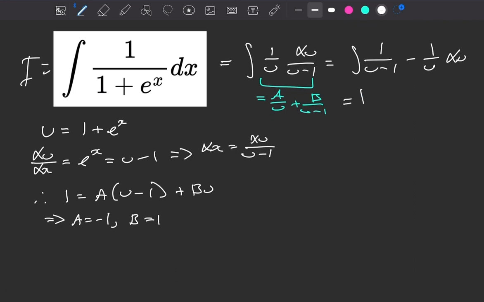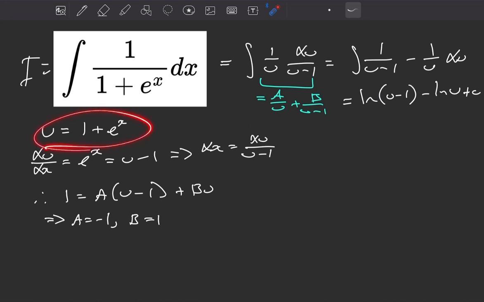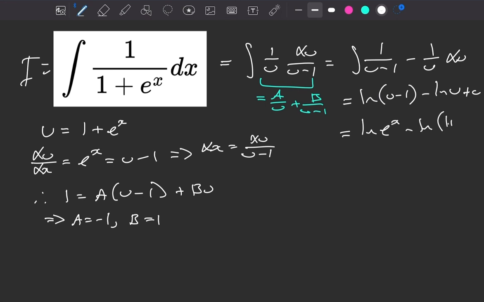It's going to become the log of u minus 1, take away the log of u, plus a constant on the end. And now when we substitute back in our value for u, we're going to have the log of u minus 1, which is just e to the x, minus the log of u, which is 1 plus e to the x. We still have our constant on the end. Now we can see this first term is going to become just x. So the final answer is x minus the natural log of 1 plus e to the x. Again, plus a constant.